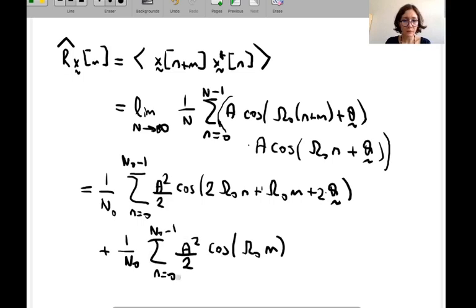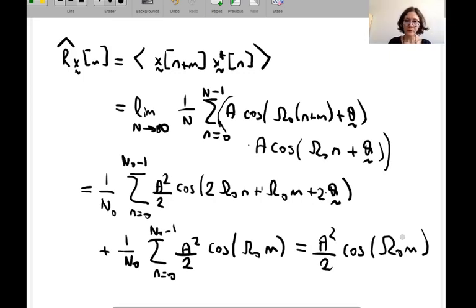And then you're left with the second term. But this second term does not depend on n. So we have a summation over n, and we're averaging. So this constant term will just come out as itself. So the answer will be a squared over 2 cosine omega 0 m.